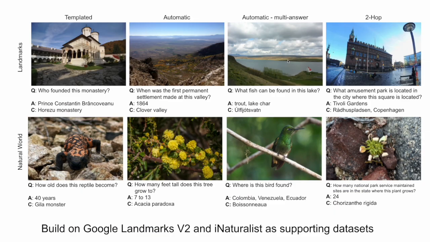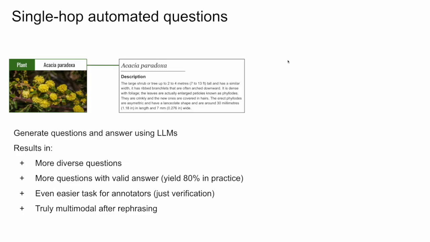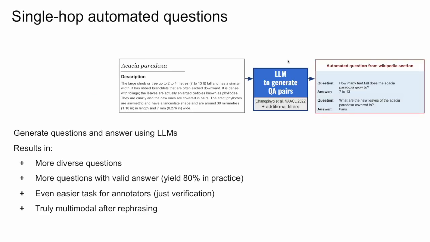We built our dataset on Google Landmarks and the iNaturalist dataset as supporting datasets, and we have defined 4 types of questions: templated, automatic, automatic multi-answer, and 2-hop. For the full details, I refer to the paper, but I will explain how the automatic questions have been generated. In order to obtain our automated questions, we do the following. We start with a category or an instance from our datasets. Then we link it to the Wikipedia page of the same instance. Then from each section in the Wikipedia page, we use an LLM to generate question and answer pairs.